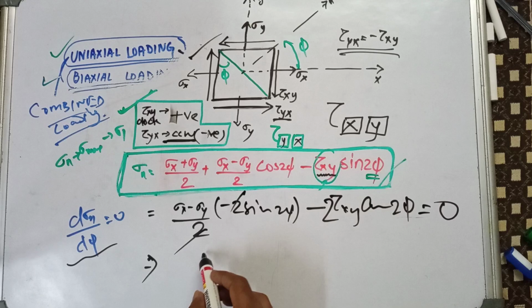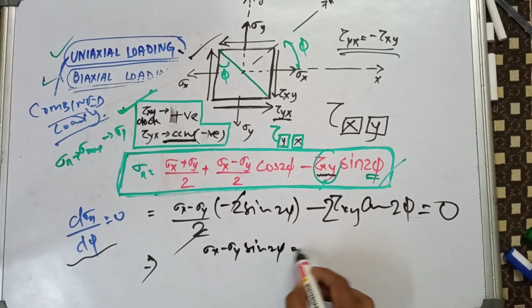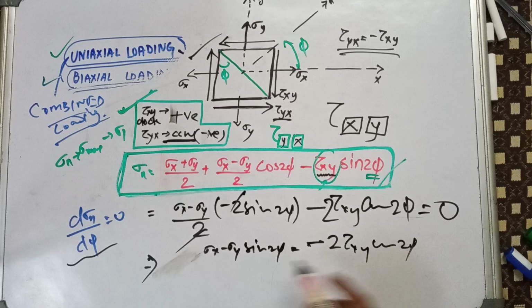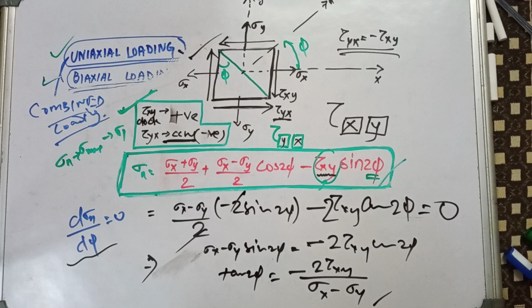From here I can write directly that (sigma x minus sigma y) sin 2 phi equals minus 2 tau xy cos 2 phi. So sin 2 phi upon cos 2 phi, tan 2 phi, equals minus 2 tau xy by sigma x minus sigma y. I think I have written correct. Is it clear? From here you will get the value of phi where the normal stress will be maximum. Suppose you got phi as 50 degree. There you observe that the normal stress will be maximum.